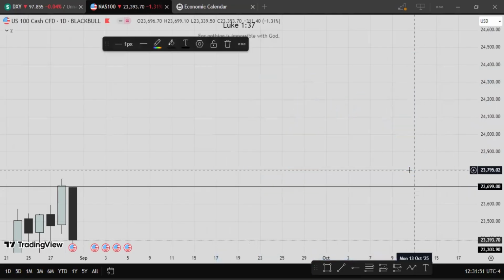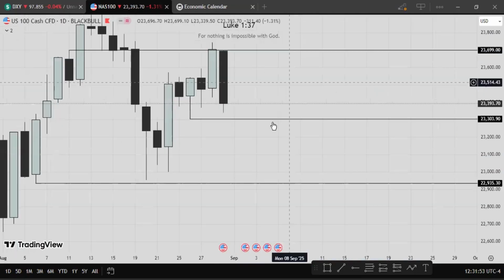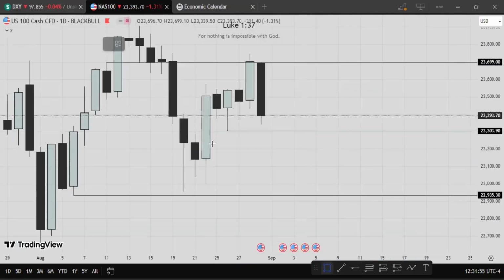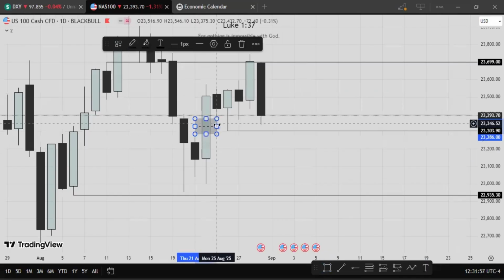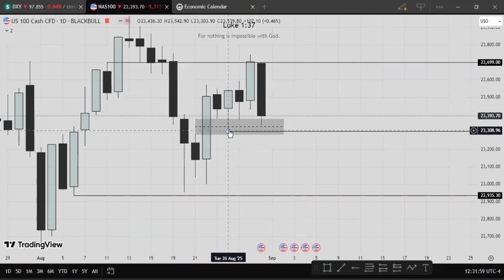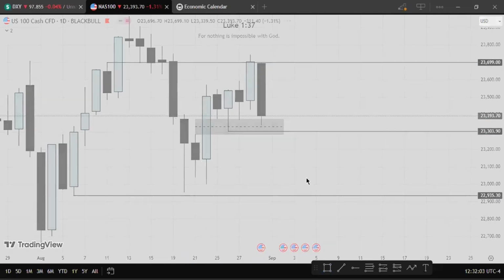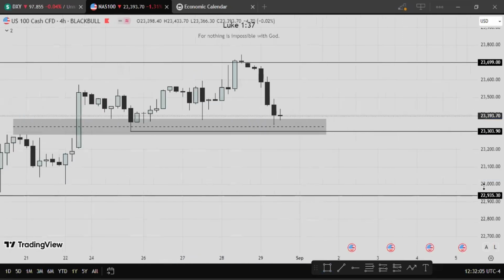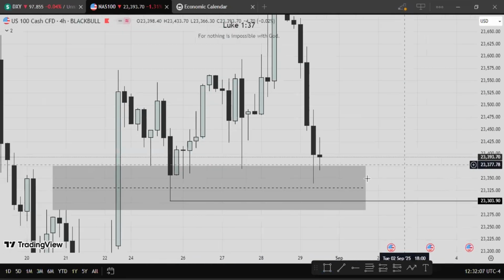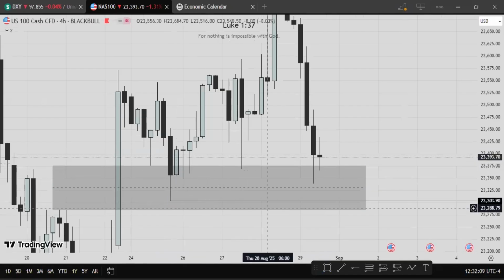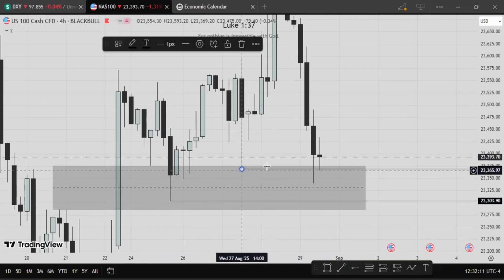So that's a little bit like something that can happen here. We do have a fair value gap here, and we do have this low here. Let me drop down to the lower time frame. We do have this low here, or this one here that we took out.